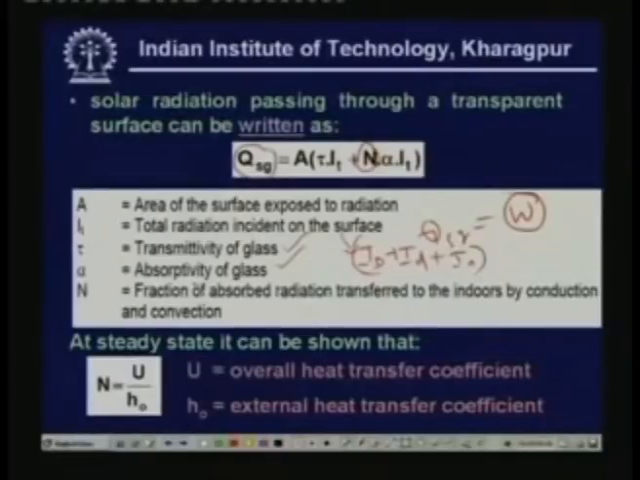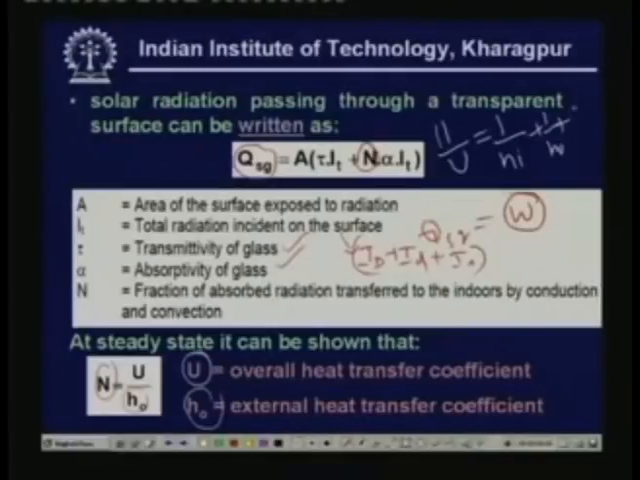And it can be very easily shown that at steady state the value of n is given by U divided by h naught, where U is the overall heat transfer coefficient, and h naught is the external heat transfer coefficient. So U is the overall heat transfer coefficient for a flat glass. 1 by U is 1 by h i plus 1 by h naught plus delta x by k wall. This is the resistance of the wall, this is the convective resistance on the outside, this is the convective resistance of the inside. So you can calculate the overall heat transfer coefficient, and h naught is the external heat transfer coefficient.